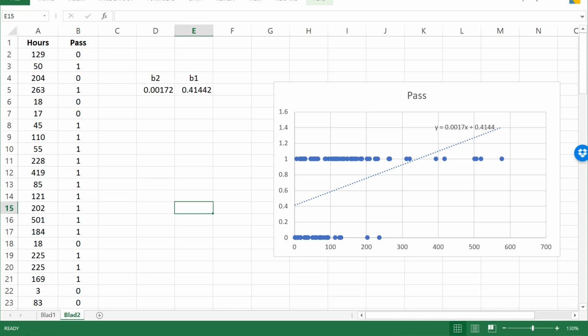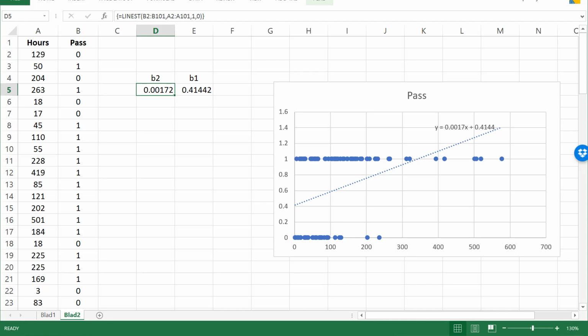So first of all, the interpretation. The intercept would be the probability of passing the exam given that x is equal to 0. So in this exam, you actually have, according to this model, a 40% probability of passing the exam, even though you haven't studied at all.